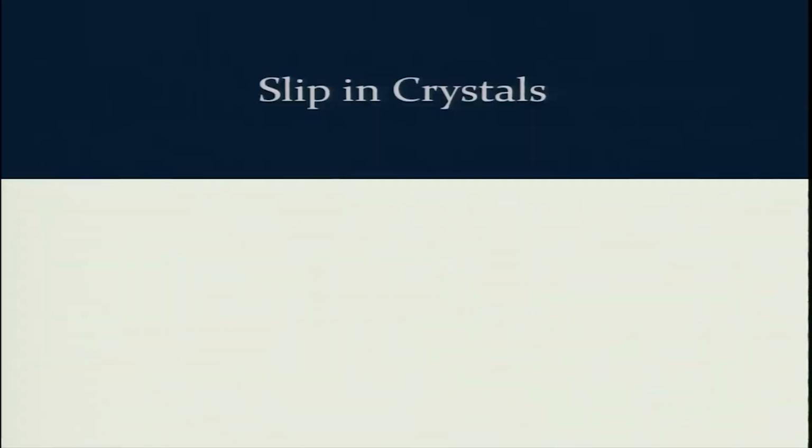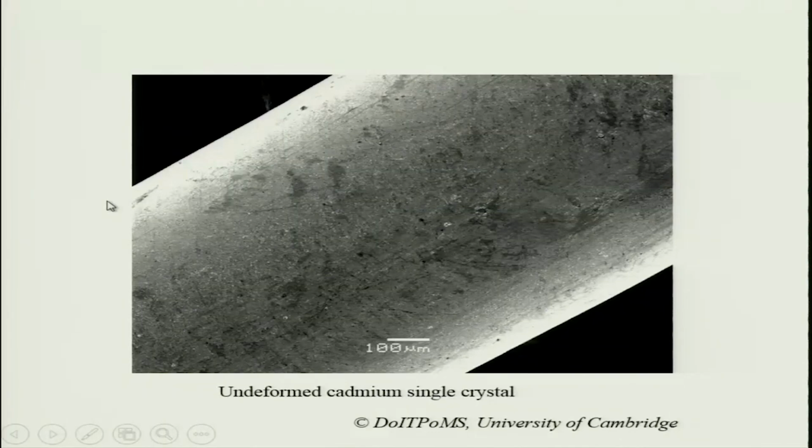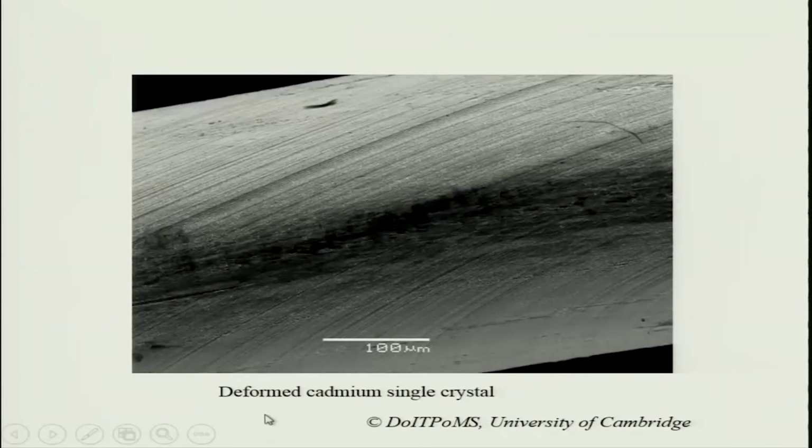These are certain photographs taken from doitpoms.ac.uk, the University of Cambridge website. There is a whole module which you can look at there. If you look at this crystal, this is a cadmium crystal. This is the undeformed crystal under the scanning electron microscope. You can see that this scale bar is 100 micron, so this whole thing would be about 15 times of this, like a 1.5 mm thin wire.